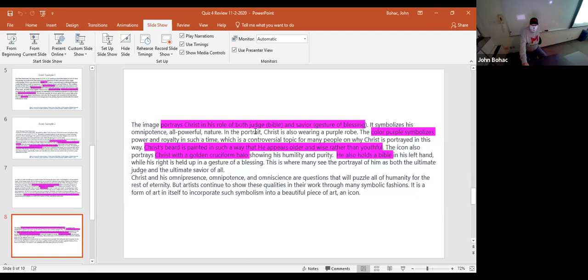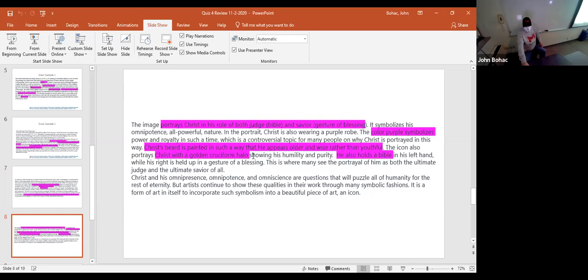And so, yeah, this is what we're talking about. Obey the law. That's what a judge does, right? You go to court, you tell your story to the judge, and the judge decides whether or not you broke the law. The color purple symbolizes power and royalty.